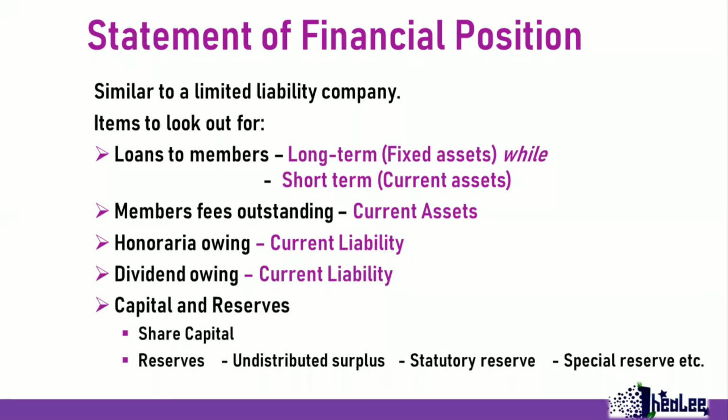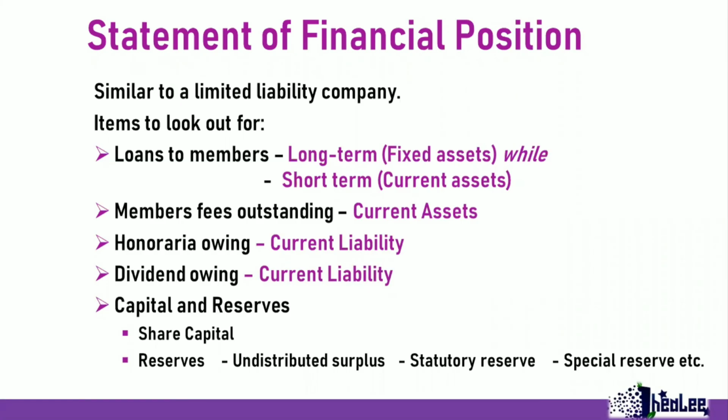We have capital and reserve. In the capital and reserve section, we show the share capital, just like the limited liability company. We show reserves, and examples of the reserves are undistributed surplus, statutory reserve, special reserve, etc. There may be an education fund reserve, there may be a health fund reserve, etc. So the question would be different, and you just work with the reserves that are presented in the question.